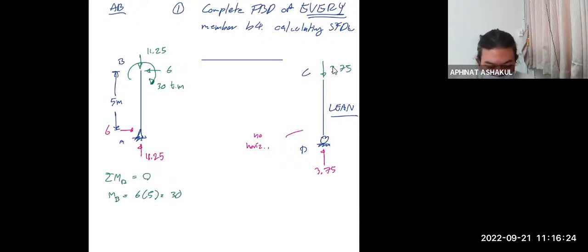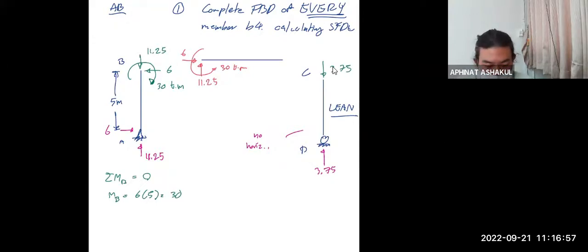Should be that simple. Let me try to use a different color, maybe to give you some idea. If it's 6 to the left, here is 6 to the right. And if it's 11.25 going down, so it is going up. And if it is a clockwise moment here, now it is counterclockwise, 30. It's a simple force transfer from one member to another at the joint.